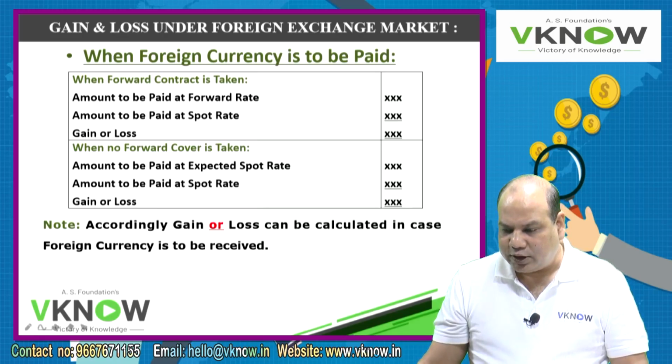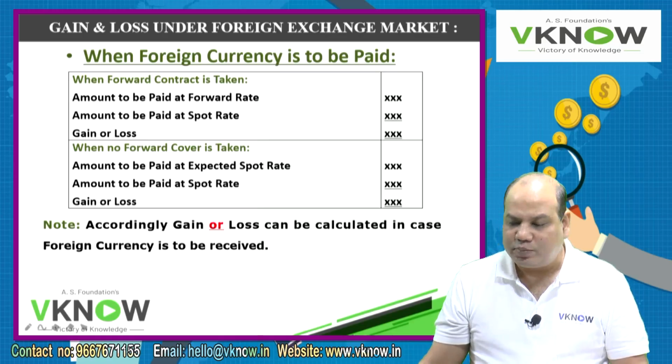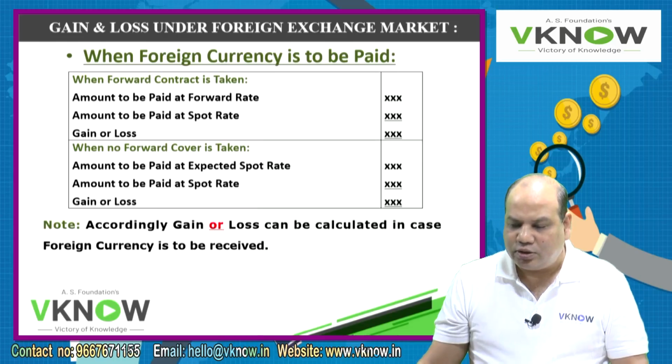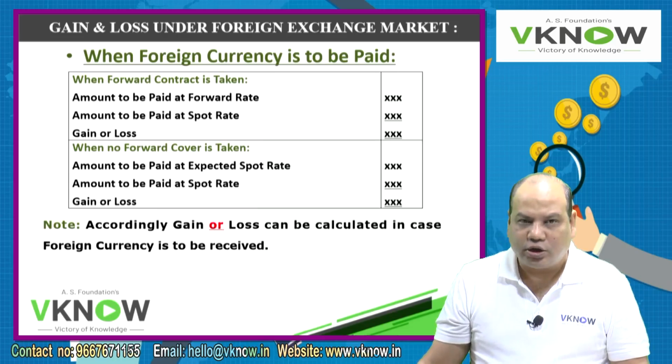So what I will do, if he takes forward cover, I will calculate the amount to be paid as per forward rate. Then I will compare it with the amount to be paid as per spot rate, and find the gain or loss. So if the amount to be paid as per forward rate is less than the amount to be paid as per spot rate, there is a gain. If the amount to be paid as per forward rate is more than at the spot rate, there is a loss. So this is the gain or loss that will arise if the importer takes a forward contract.